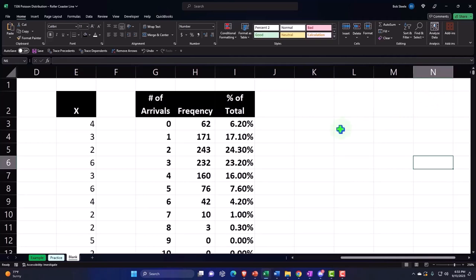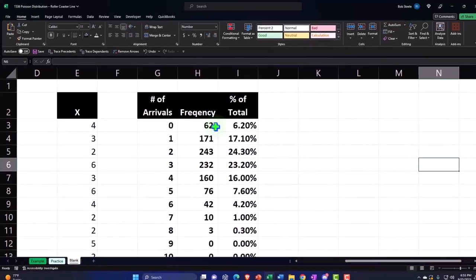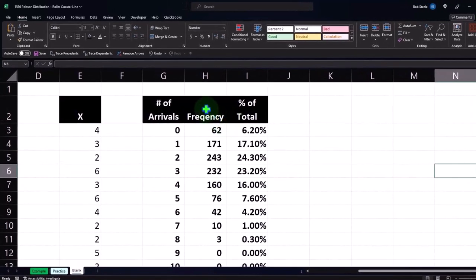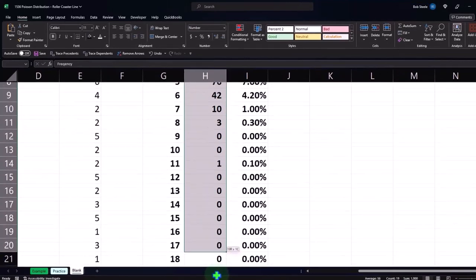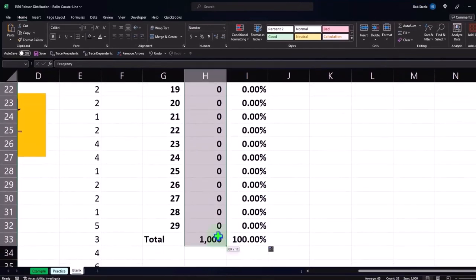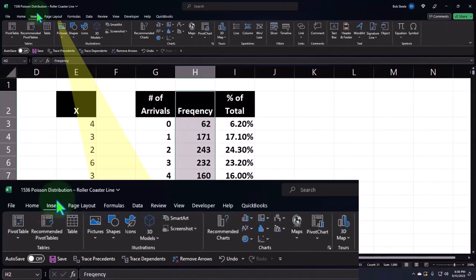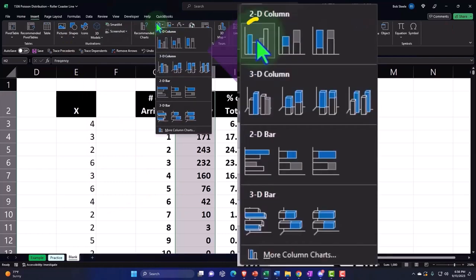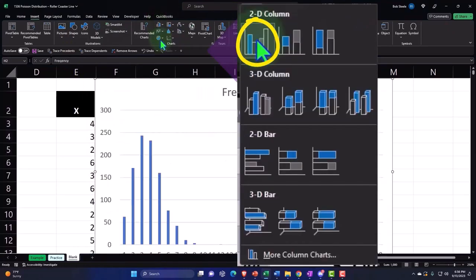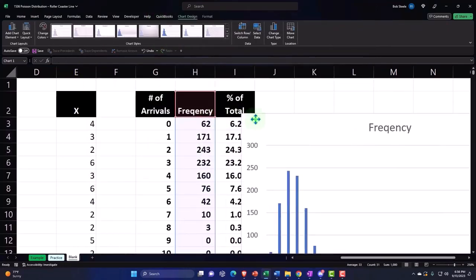So now that we have our data, we can say, okay, what if I was to plot this data? What would it look like if we were to plot it? And notice I could plot either one of these. So I could take the actual numbers and bring it down to here. Let's say Insert, then go to the Charts, and I'm going to make this a bar chart, and there it is.